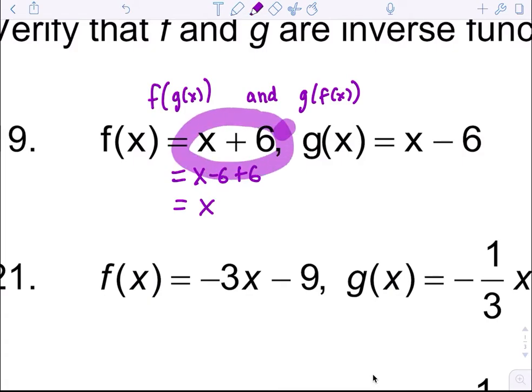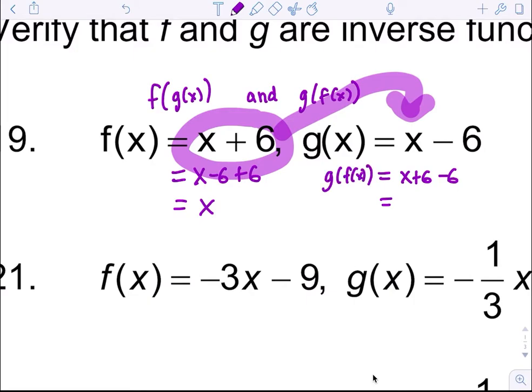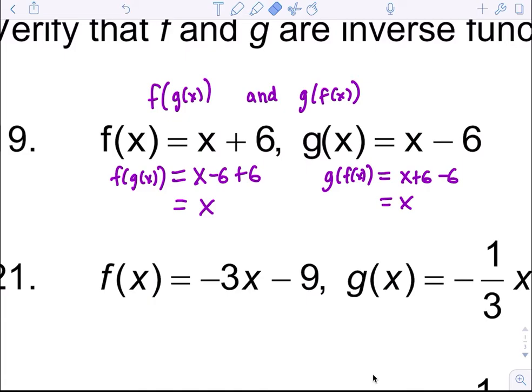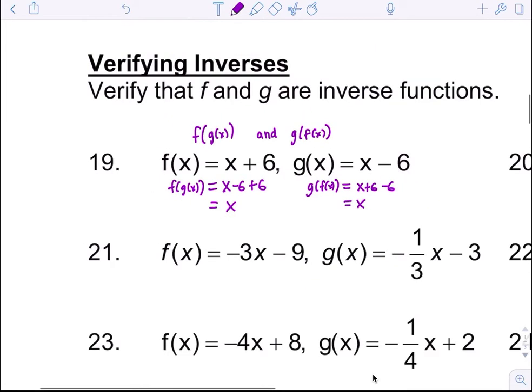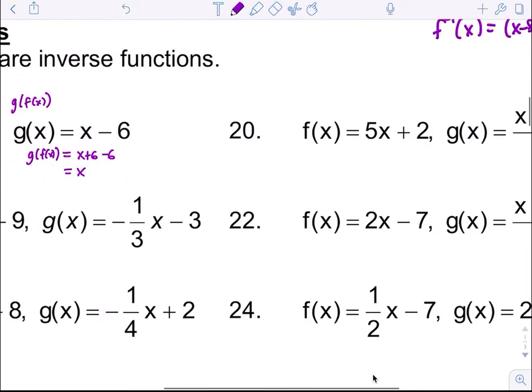Now we're going to substitute this whole thing in for that x, for g of f of x. So we're going to get x plus 6 minus 6, and this is going to be x. So they both are x's, so that means these are inverses. 20.